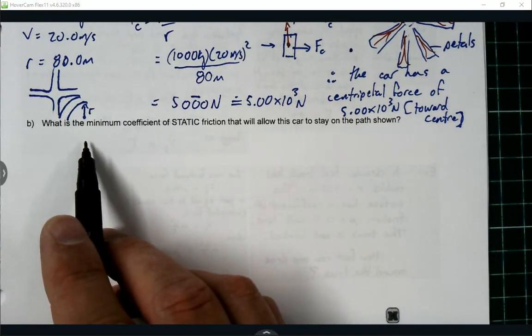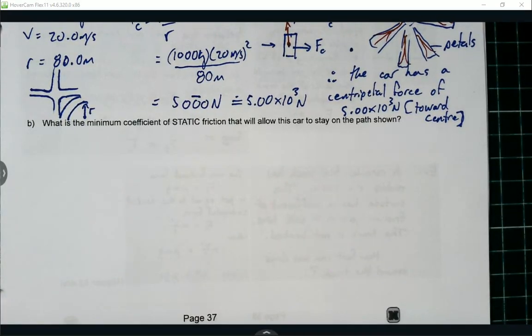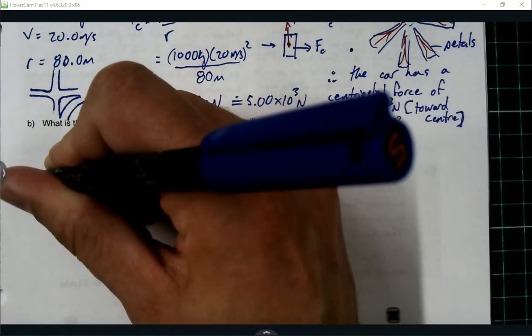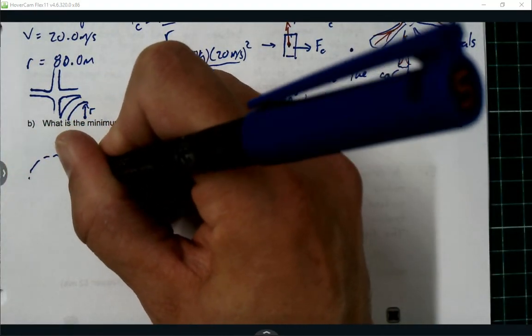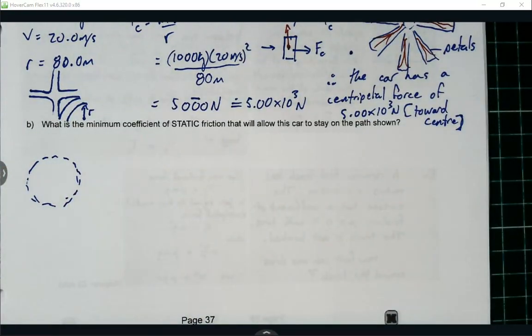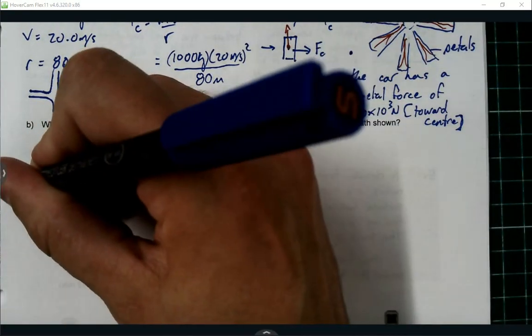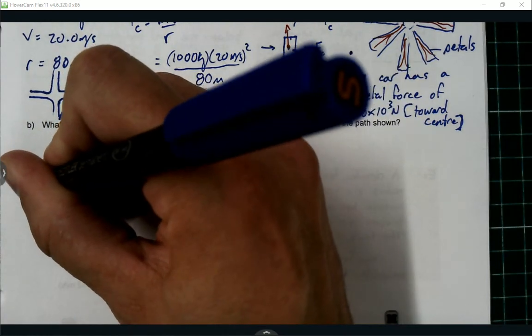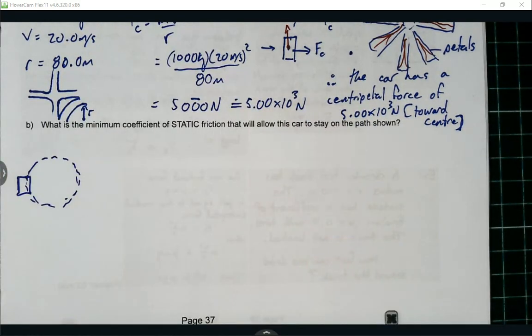All right, so what's the minimum coefficient of static friction that allows this car to stay on the path shown? Well, again, let's do a quick overhead view. And I've got myself a circular path here. Oh, that's not a very good circle, but it's a circular path. We've got a car that's going to drive, that's a terrible car, along the circular path. Again, I'm going to use red to indicate velocity because I don't want to get mixed up with forces. So there's my velocity.